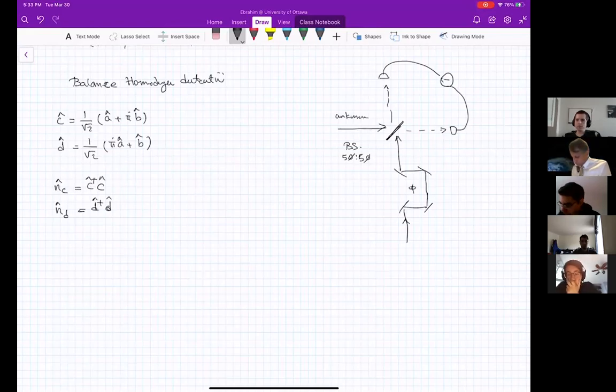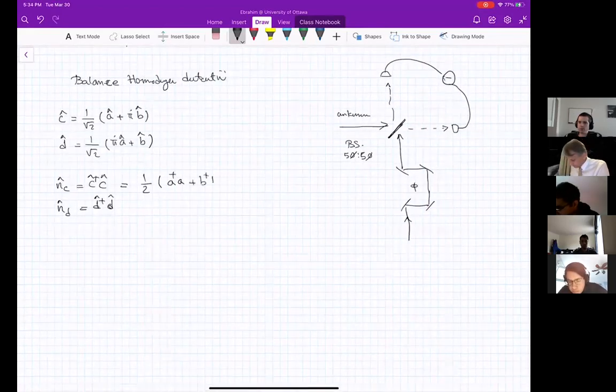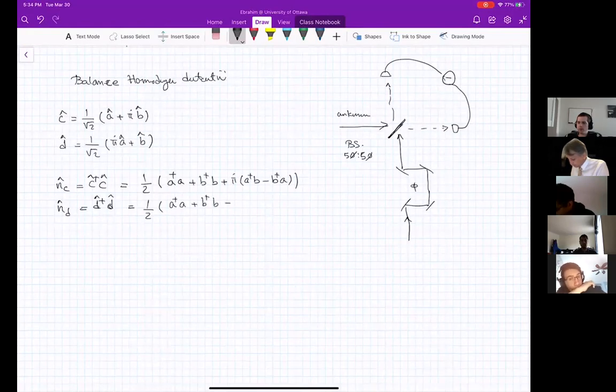Good. So I can quickly write that. It will be 1 divided by 2, C dagger C. Then I think that should be, I didn't write that in my books. No, I have not written. But it should be A dagger A. No, sorry. A dagger A plus B dagger B plus, I think i, A dagger B minus B dagger A. And that will be 1 divided by 2, A dagger A plus B dagger B minus i, A dagger B minus B dagger A. Okay, I think it should be something like that.